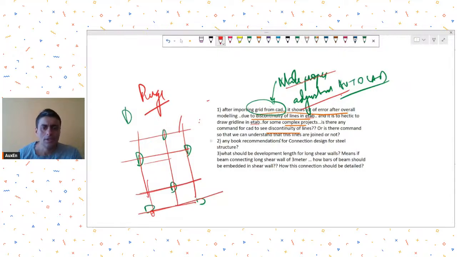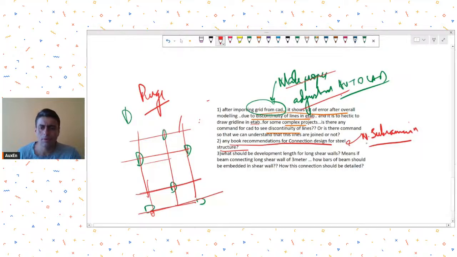Got it? Yeah. Any book recommendation for connection design for steel structure? I don't know. I mean, you follow any good book on steel structures? Professor N. Subramanian's book on steel structure is very good. You could follow that. Otherwise, any specific book on steel connections, I'm not, I mean, sure about. Others in audience, if they can provide any info, because I'm not sure about any specific good book on connection design specifically.